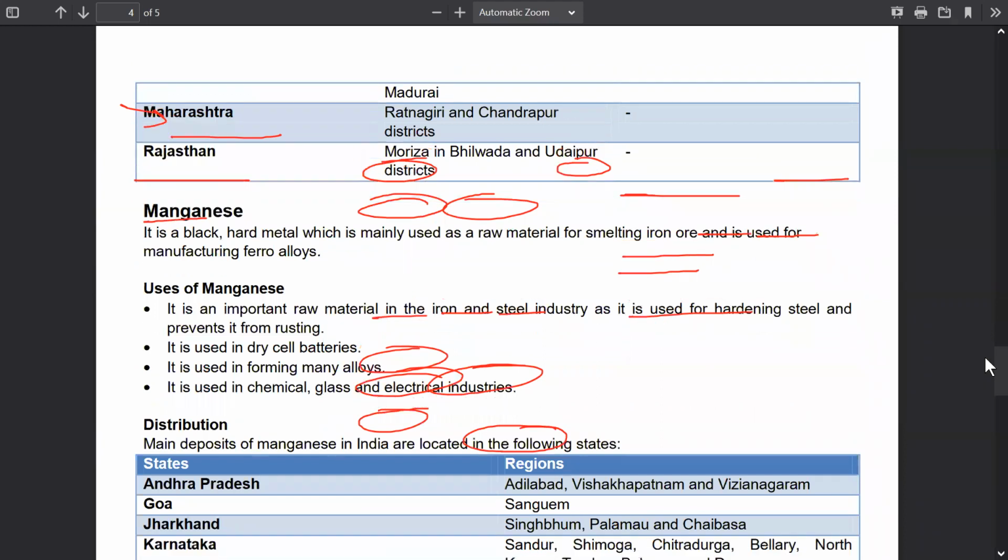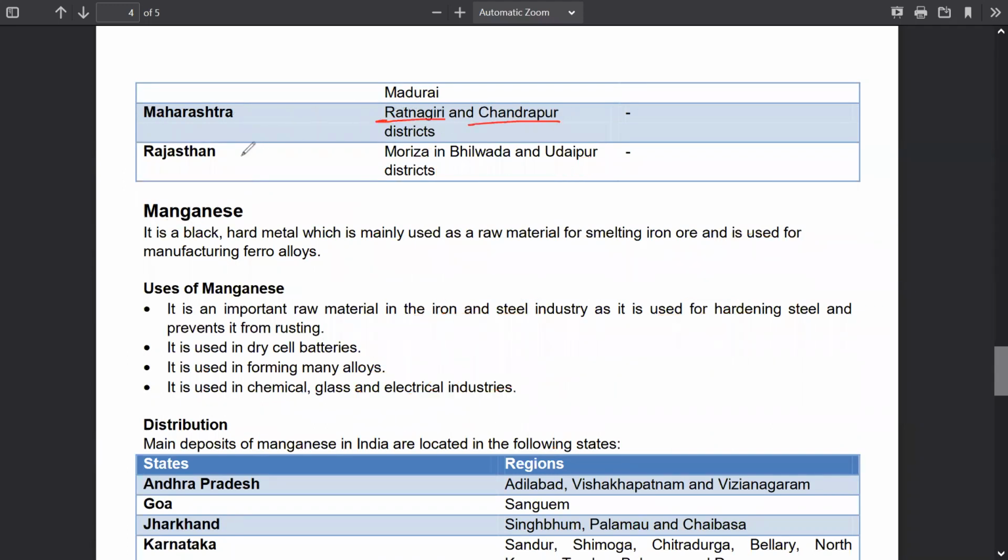to manganese. Okay, so Maharashtra and Rajasthan is also given, but that's okay. You can remember those two. So Maharashtra, you have Ratnagiri and Chandrapur districts, and in Rajasthan, you have Mori, Bhilwara and Udaipur districts. Okay, so let's move on to manganese.